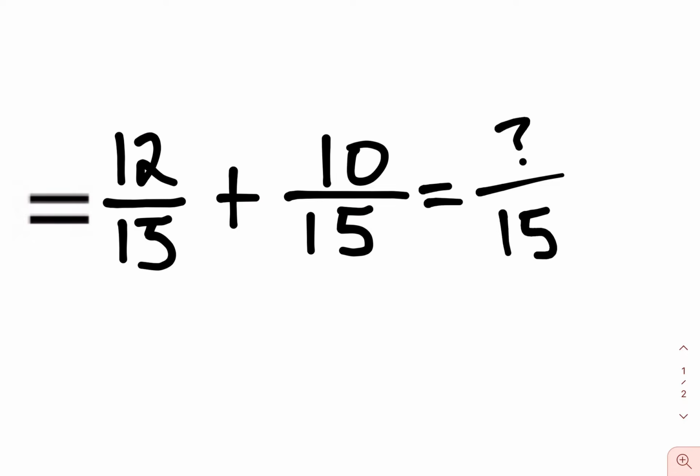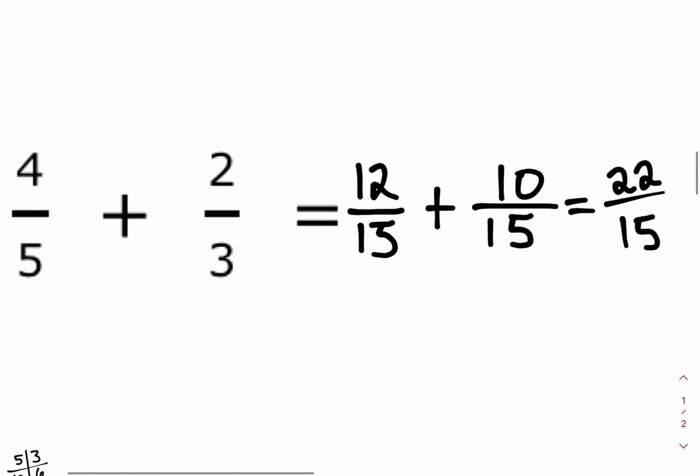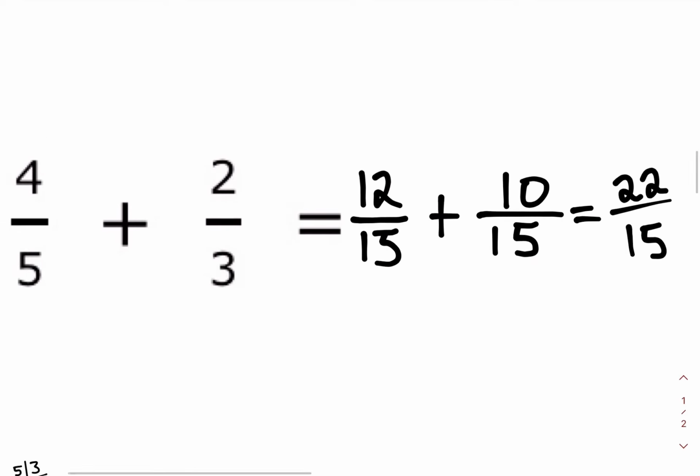Well, the denominator stays the same. See that? And we're really just adding the numerator, 12 plus 10. 12 plus 10 is 22. 22/15. That's our new answer. And that does it. That's our solution.